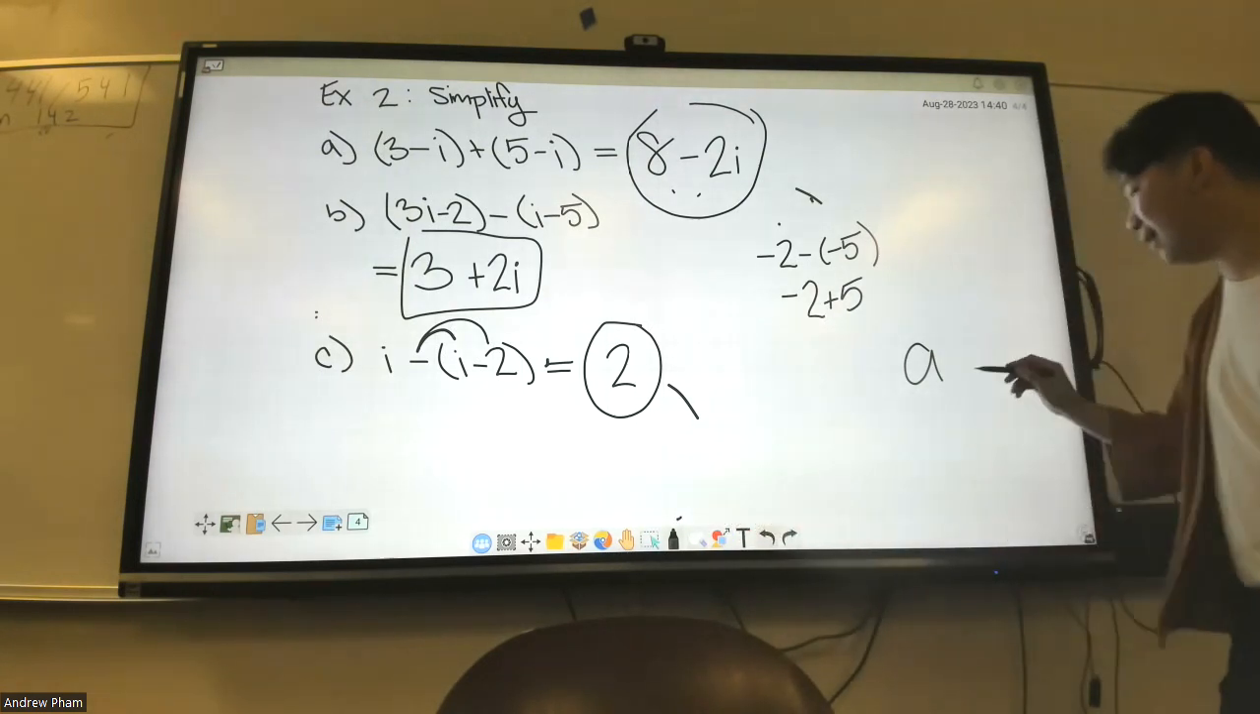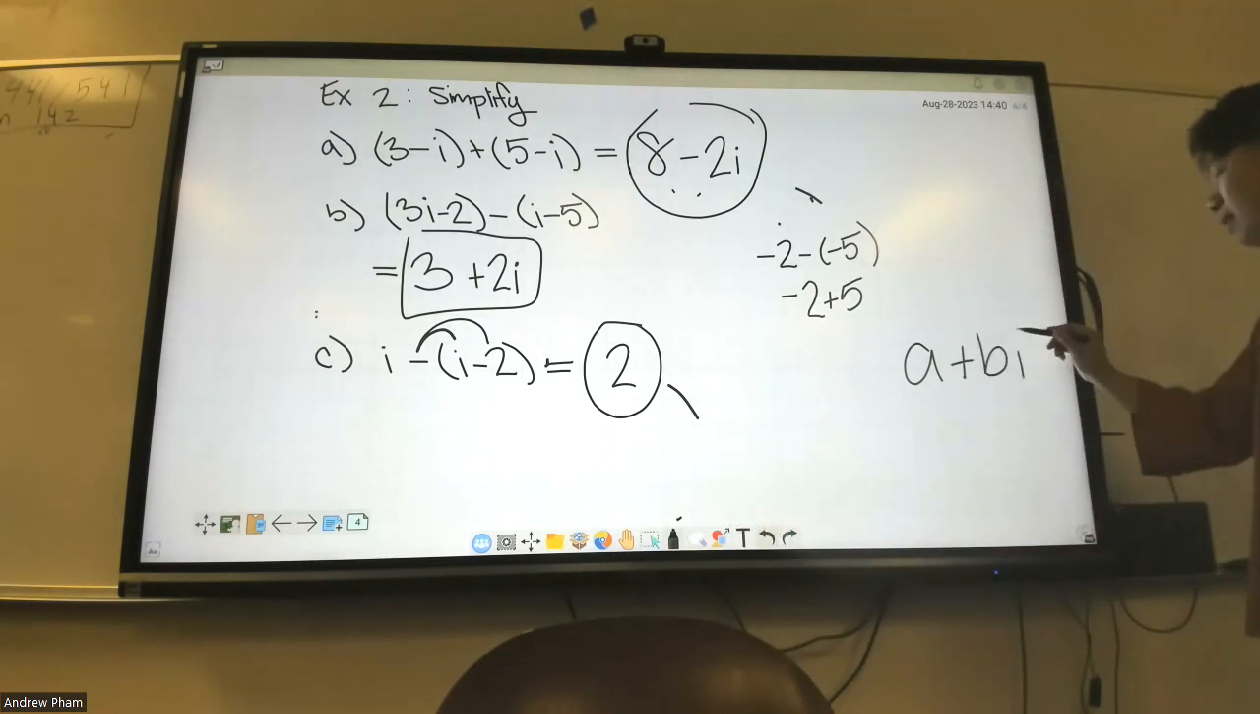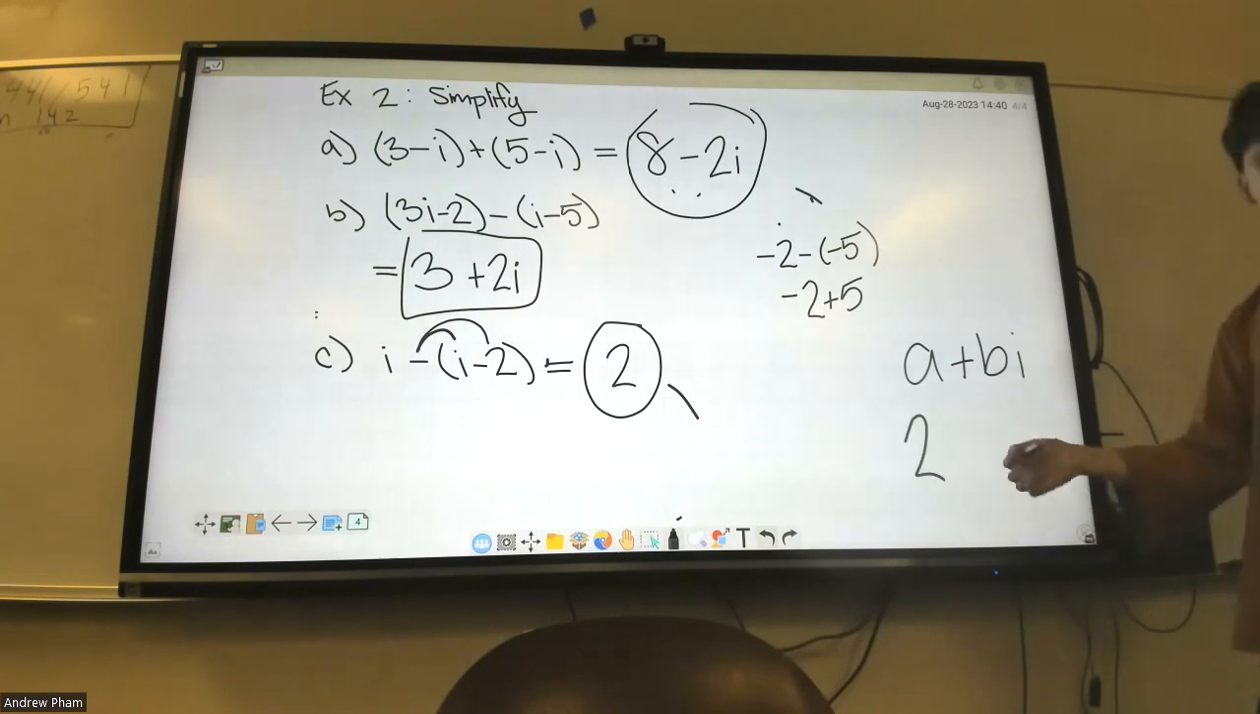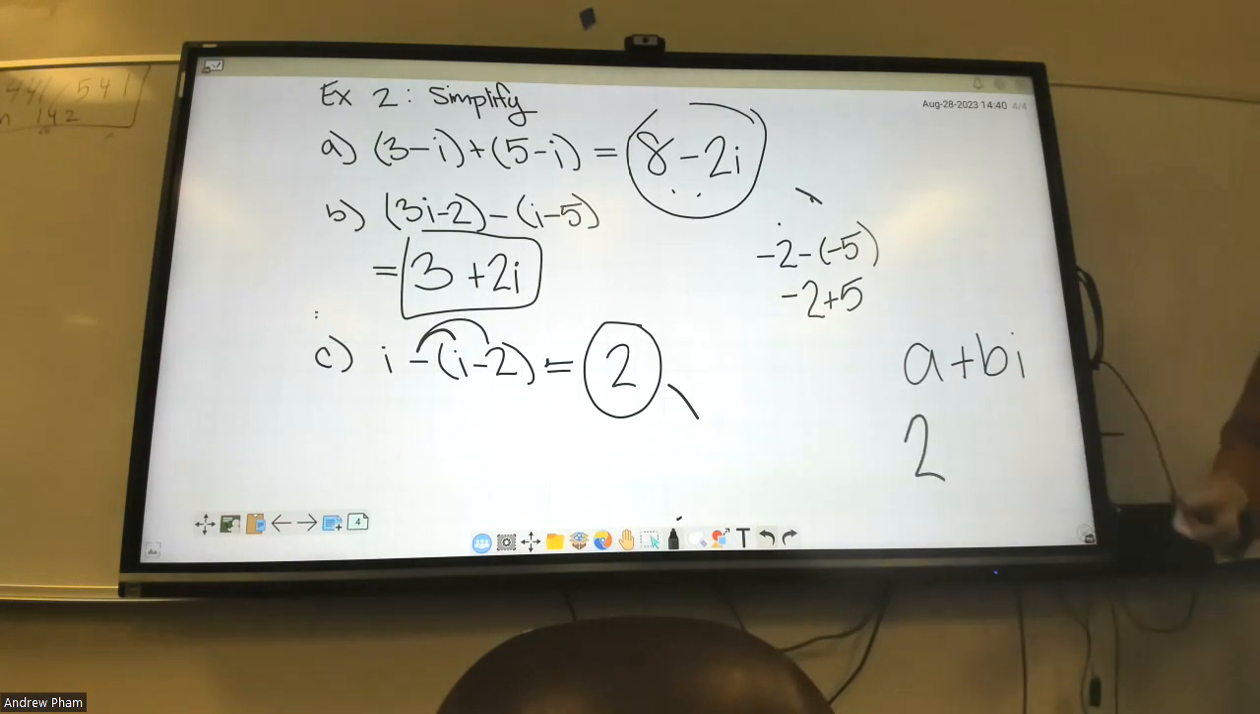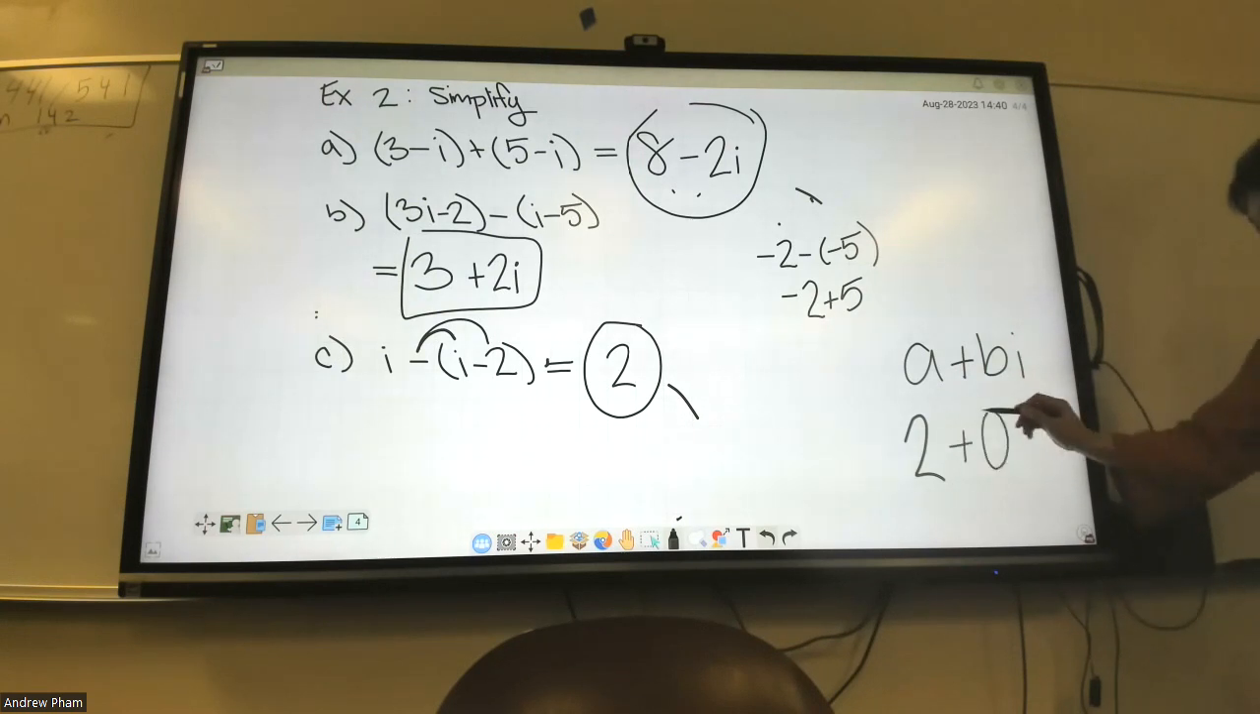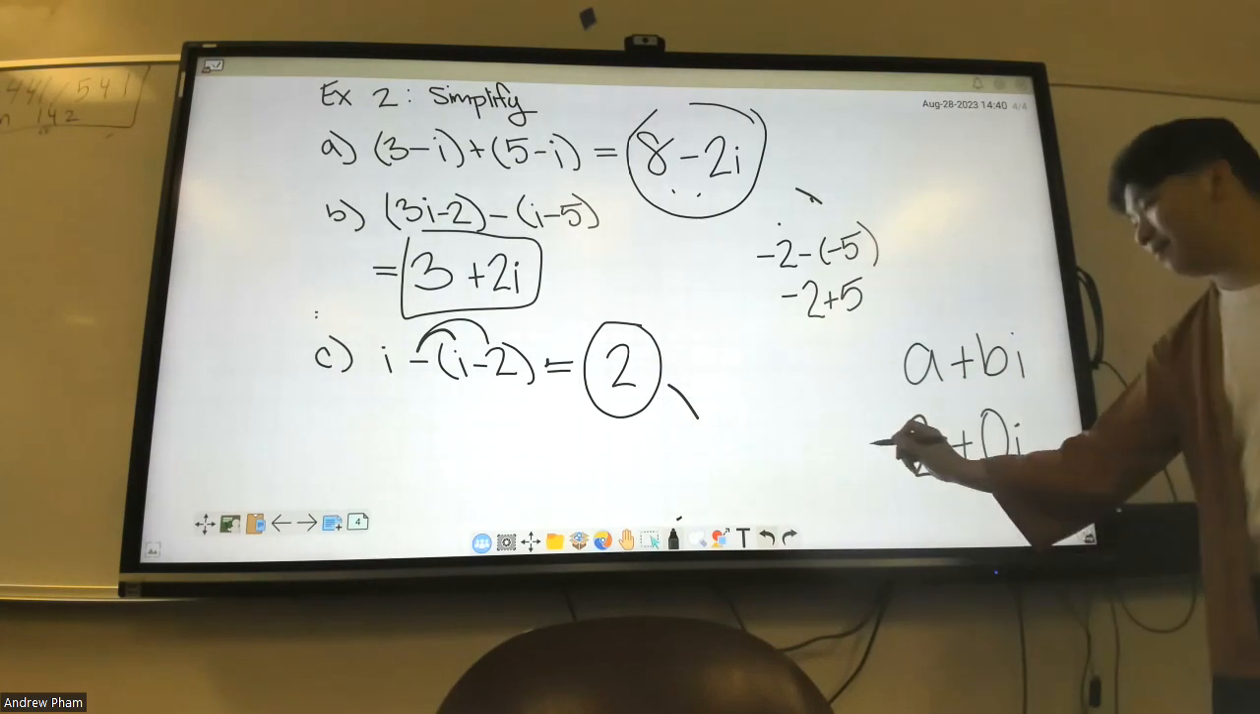A plus or minus bi. Well, we'll say plus bi. Here I have 2. Clearly I have a real part, right? 2 is real. But I'm still allowed to write this if I wanted to. Is this still the same thing? It's still equal to 2.